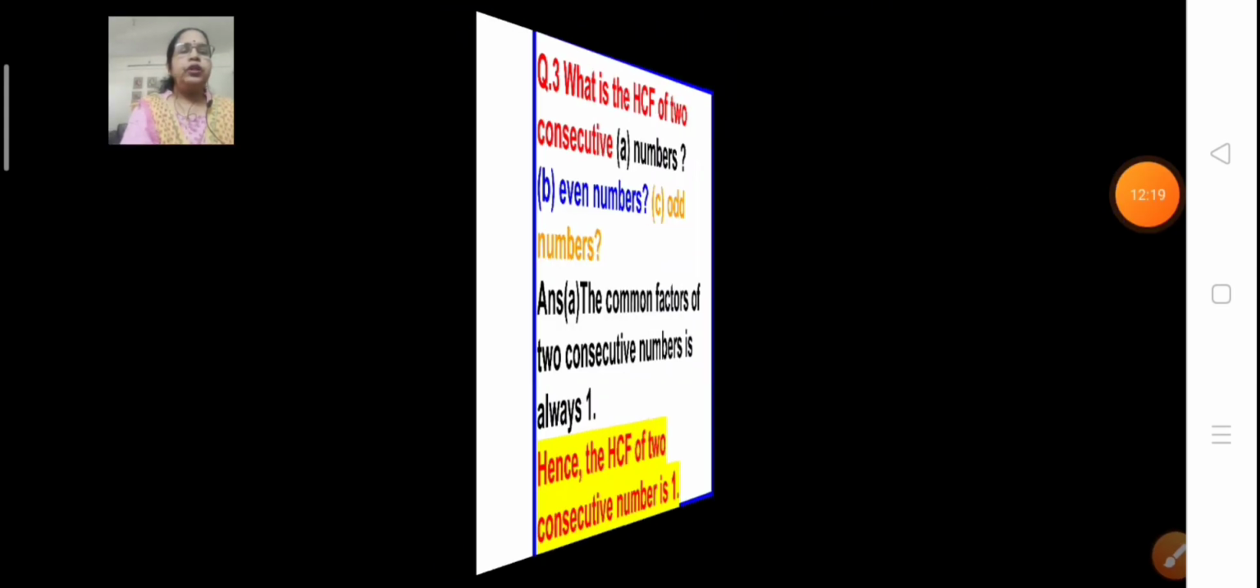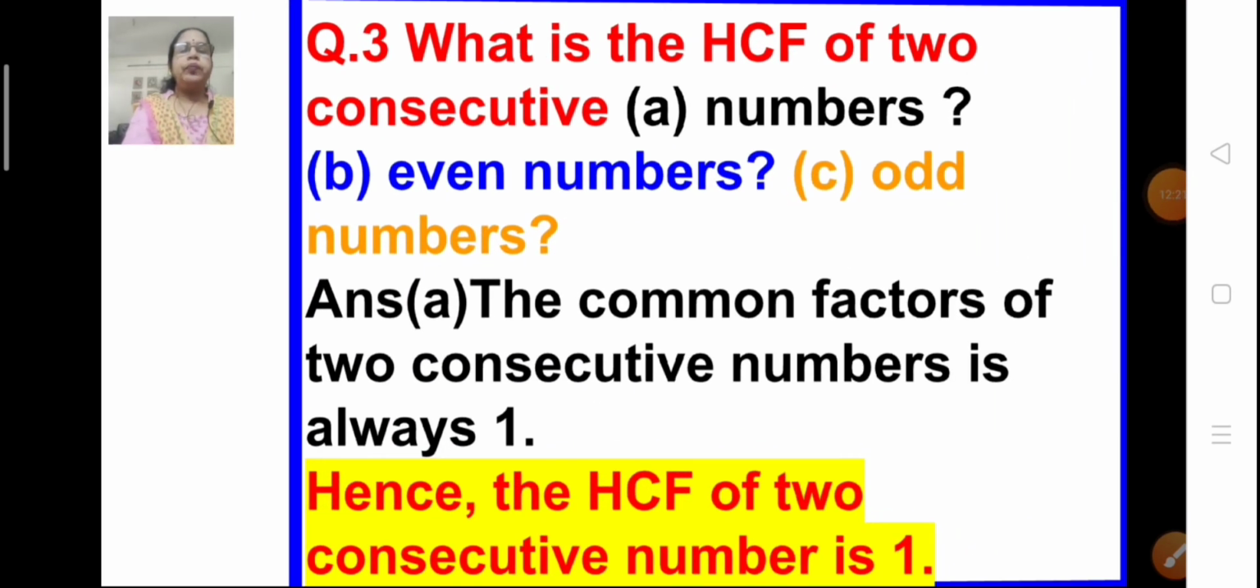Let's move on to the next question. Question number 3. What is the HCF of 2 consecutive numbers, 2 consecutive even numbers and 2 consecutive odd numbers? So first let's solve A. What is the HCF of 2 consecutive numbers? Consecutive numbers means continuous numbers like 2, 3, 4, 5, 9, 10, like that. They are consecutive numbers, continuous numbers.